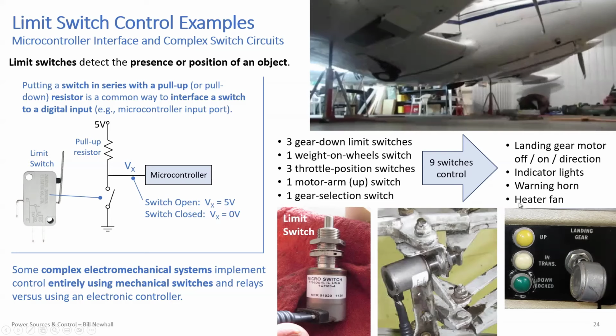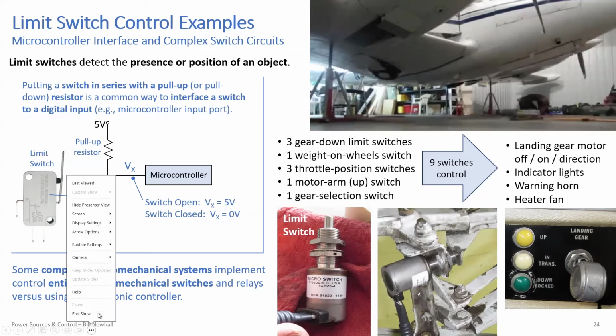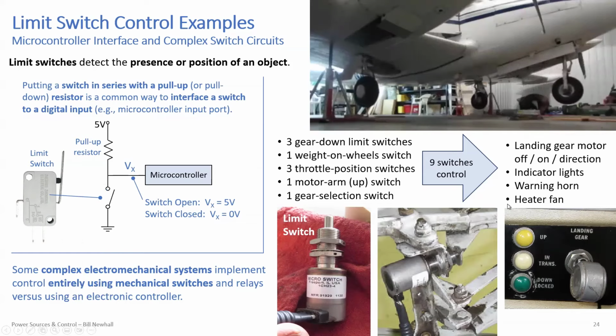And there are some other mechanisms and accessories in the plane that can be controlled, like a heater. You want the fan running when the plane's on the ground and there's not enough airflow. But I throw all this out there not to teach you about landing gear, but just to show you there are some complex electromechanical systems that use just switches in order to do this control.